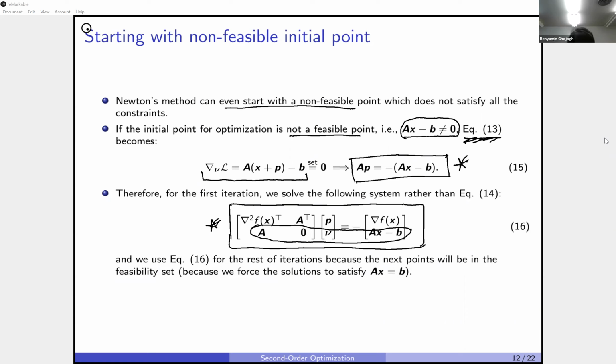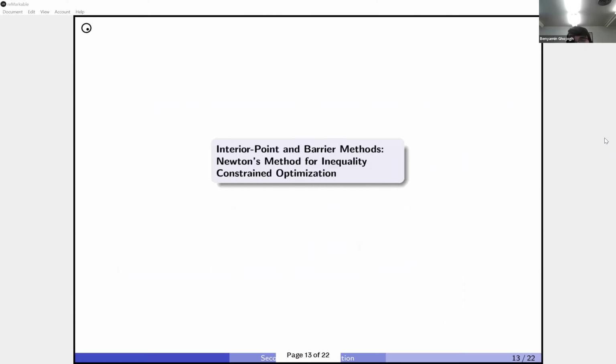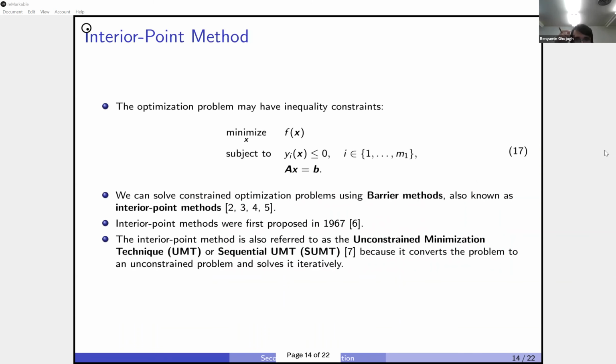That's interesting. Any question? No? Okay. Interior point and barrier methods. So what if we have inequality constraints now? Let me briefly mention whatever we can get to, and then we'll continue in the next session.